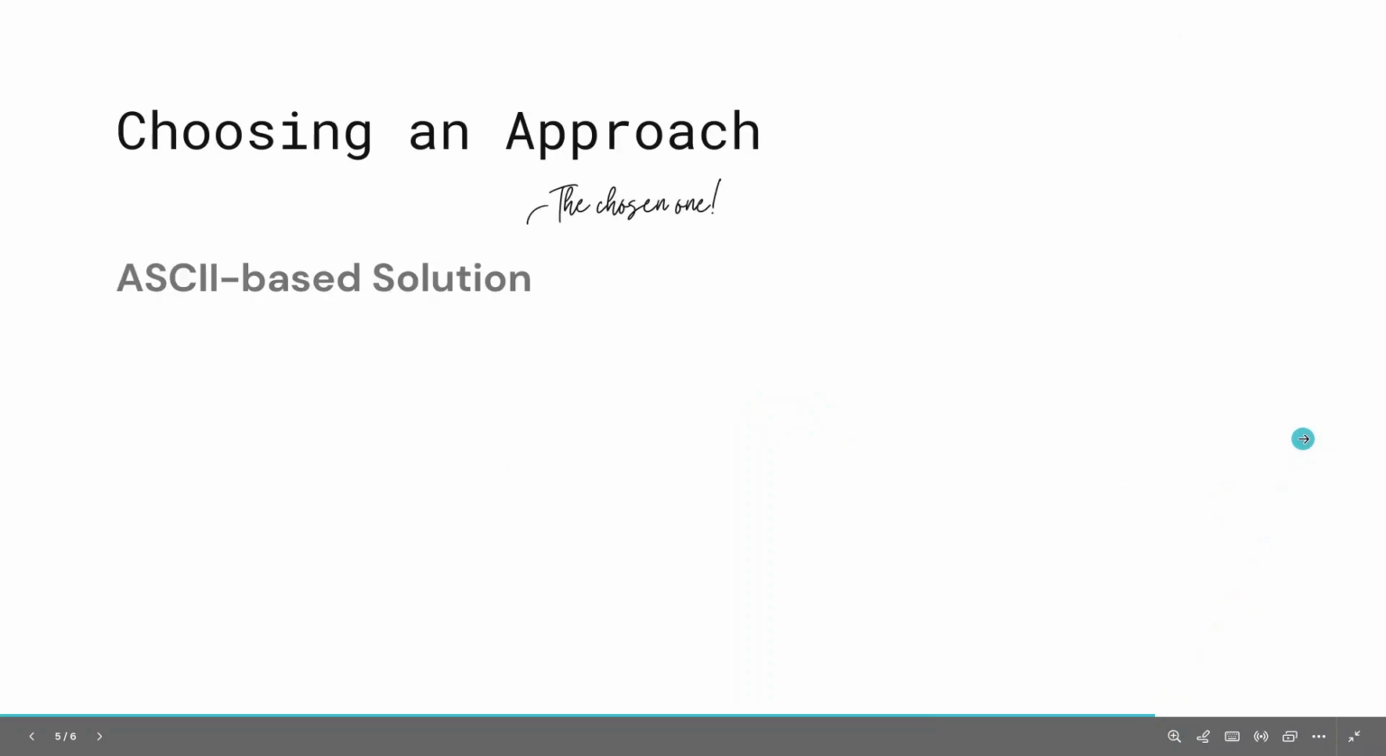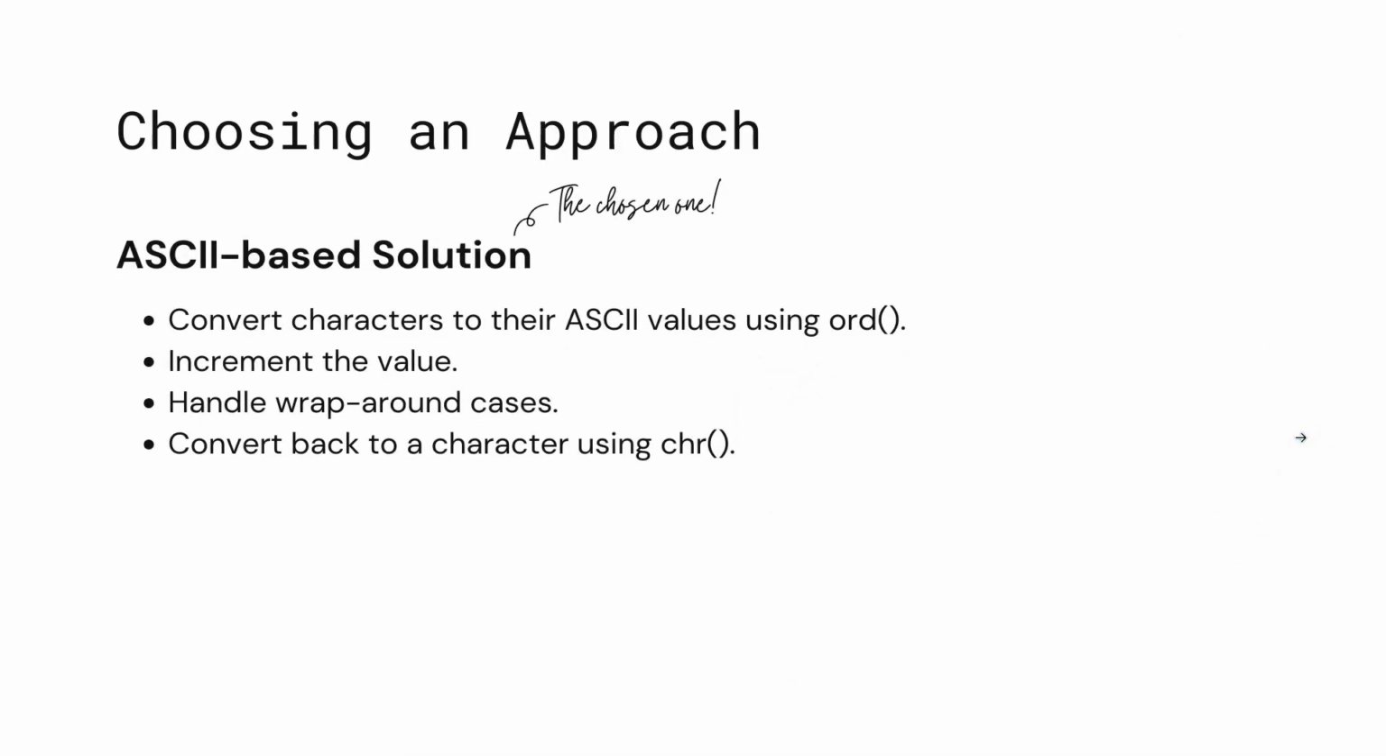Moving forward, the approach that we're going to use for this: there are many approaches that we can choose, but for this one, I'm going to use the ASCII-based solution, where we convert each character to its ASCII value using the ord function in Python. We're going to see how that is implemented. Then we increase the value by 1. We also check if the character is a Z and handle the wraparound case so that Z becomes an A. Otherwise, we increase by 1. And whatever the case, we convert that ASCII value back to its character using the chr function. We'll see how to do that.